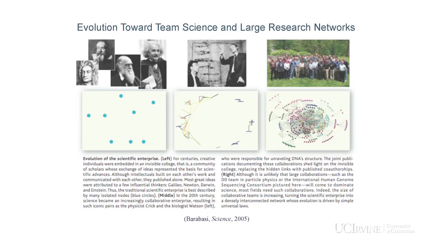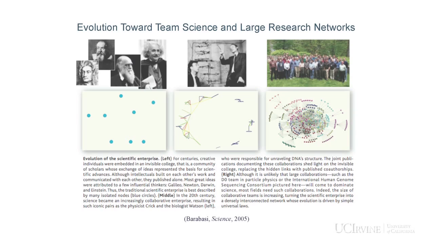Another area where you can see these tendencies in network growth and hub growth is in science and research, where there's been a kind of evolution toward team science and large research networks. So in the days of the single creative genius, like Darwin or Einstein or Beethoven, you had folks kind of working on their own. A few influential thinkers: Galileo, Newton, Darwin, Einstein.